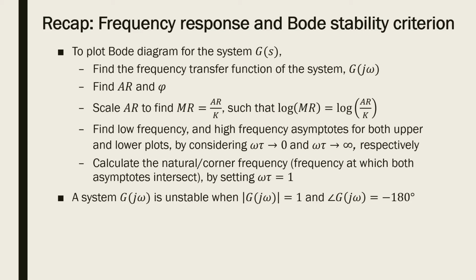The Bode stability criteria states that a system G of s with frequency response transfer function G of j omega is unstable when its magnitude equals 1 and its phase equals minus 180 degrees.